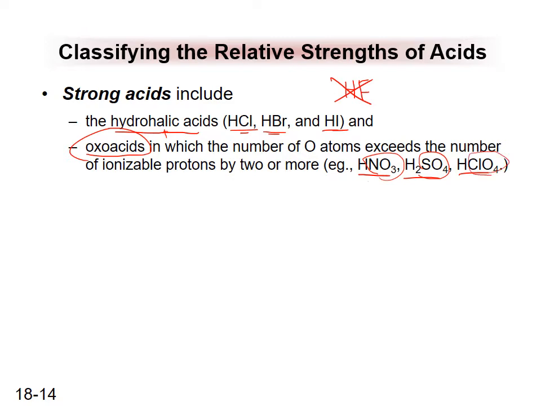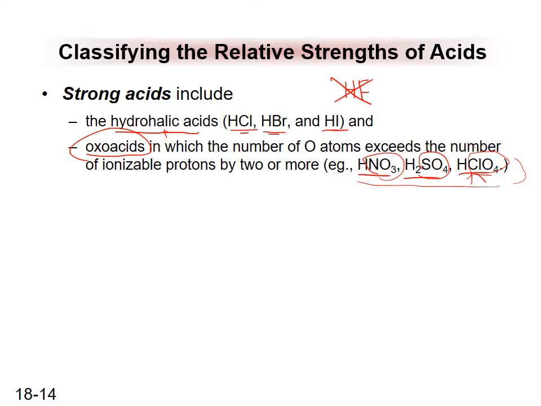ClO4 is perchlorate, so HClO4 is perchloric acid. Remember these are strong oxo acids. Now, if you remember all this, then if you see other acids, most of the time they are weak acids.